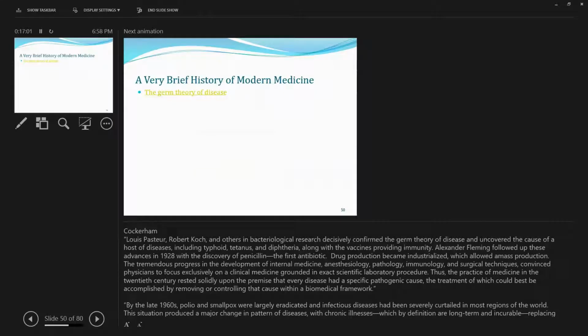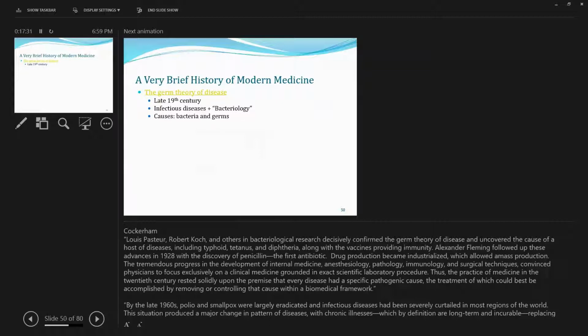I want to talk about a very brief history of modern medicine: the three stages beginning in the late 19th century. We've gone through three major stages of the development of modern medicine. Okay? The first stage is called the germ theory of disease. That stage started in the late 19th century.